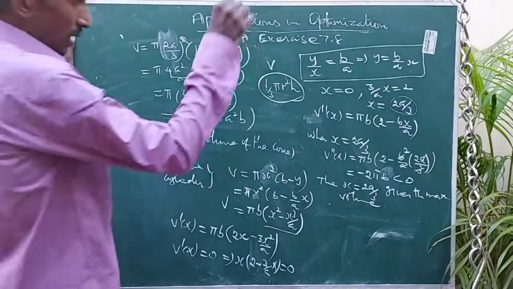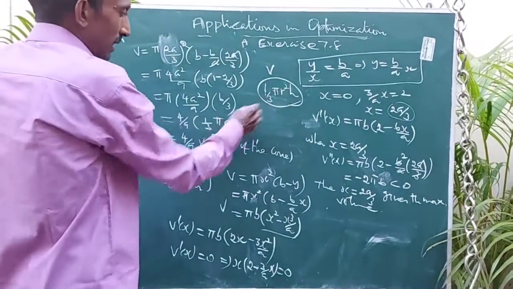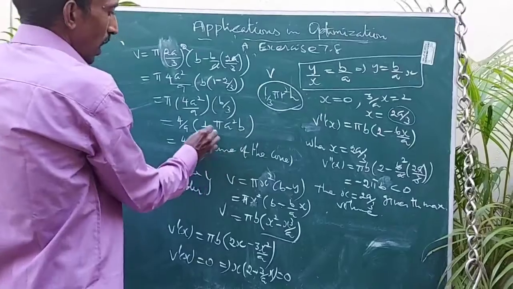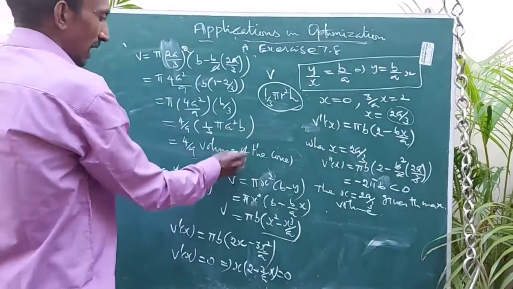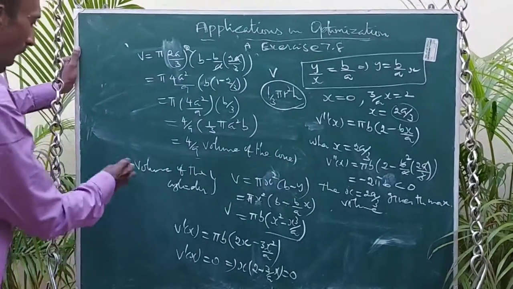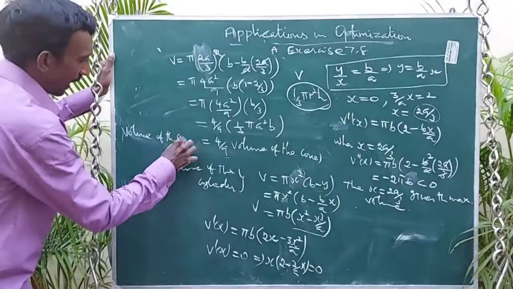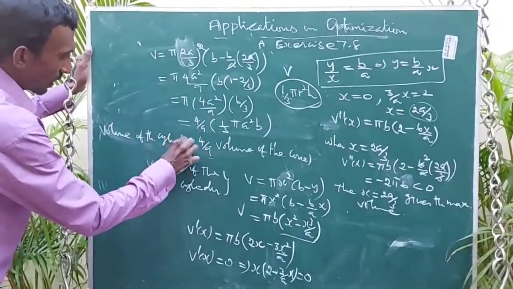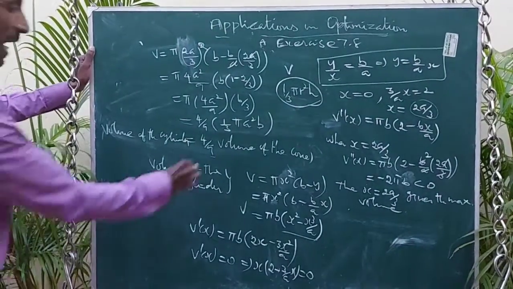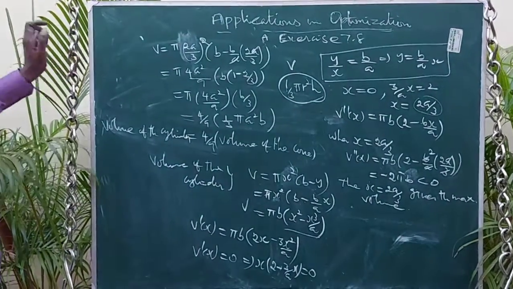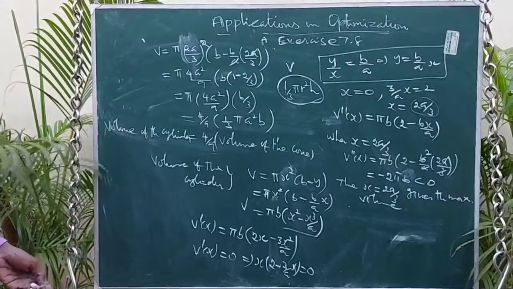Okay. Here in the problem it is mentioned as radius a and height b. So 1 by 3 pi a square b is nothing but the volume of the cone. Our aim is to show the volume of the cylinder is 4 by 9 times the volume of the cone. So that is proved.